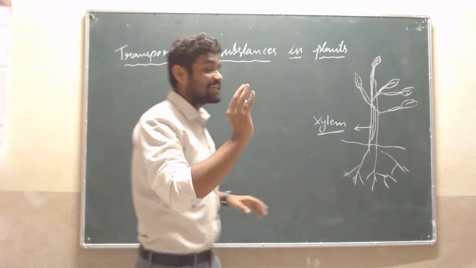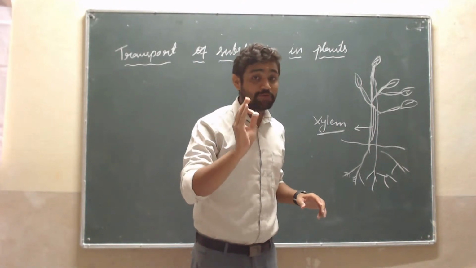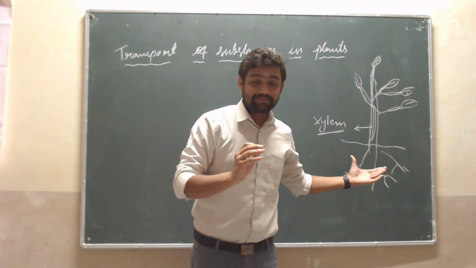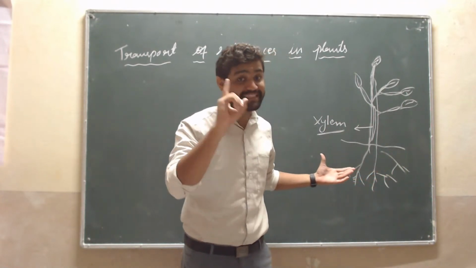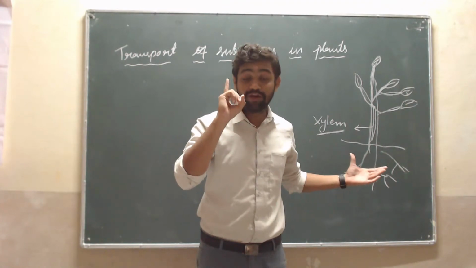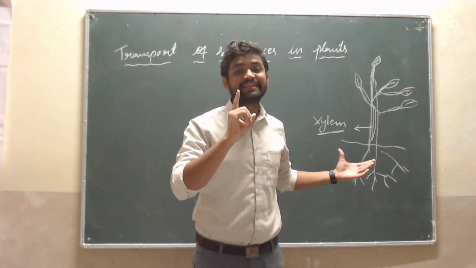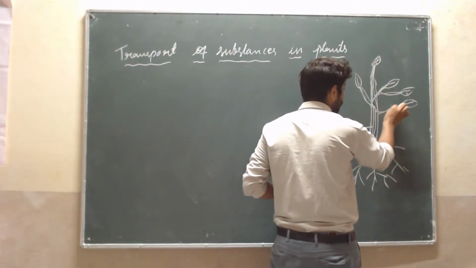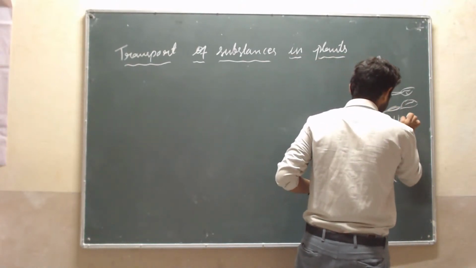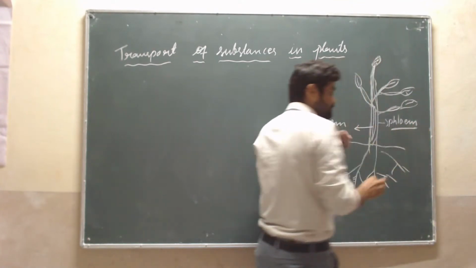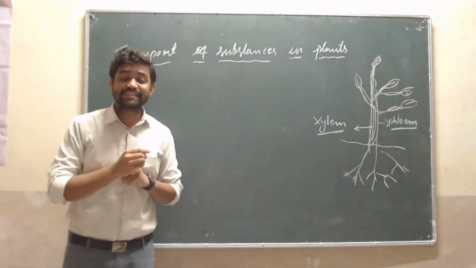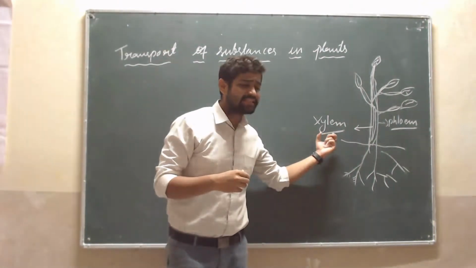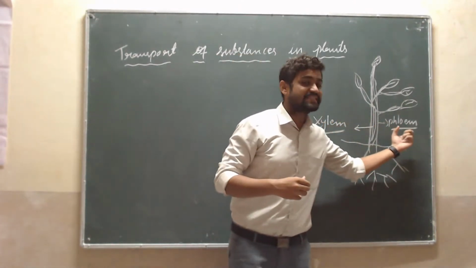Yes. That prepared food is also transported to all the parts of the plant with pipe-like structures which are made up of tissues. That pipe-like structure is called phloem. What is that? Phloem. Now you have to understand that xylem is the water pipe and phloem is the food pipe.